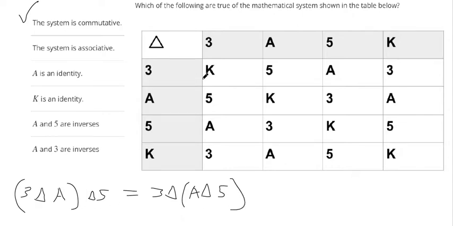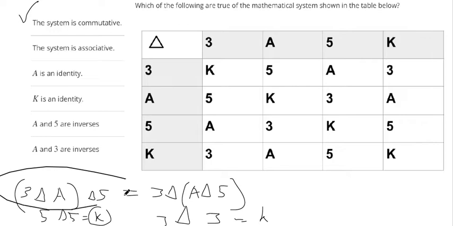If we do 3 triangle A, 3 in the row, A in the column, it gives us 5. And then 5 triangle 5 gives us K. So the left side is K. Let's see if the right side is also K. So we have to do parentheses first. So A triangle 5, here's A, and then here's 5. That makes 3. And then what's 3 triangle 3 according to our table? 3 in the row, 3 in the column, it gives us K. So they match.